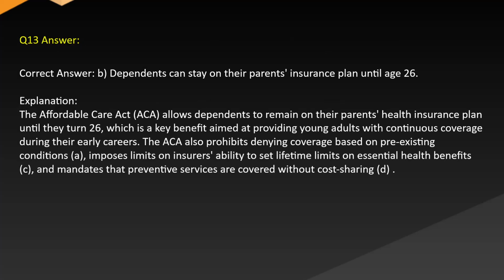Correct answer. B. Dependents can stay on their parents' insurance plan until age 26. Explanation. The Affordable Care Act allows dependents to remain on their parents' health insurance plan until they turn 26, which is a key benefit aimed at providing young adults with continuous coverage during their early careers. The ACA also prohibits denying coverage based on pre-existing conditions (A). It imposes limits on insurers' ability to set lifetime limits on essential health benefits (C). And mandates that preventive services are covered without cost sharing (D).